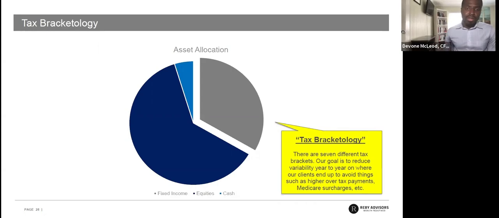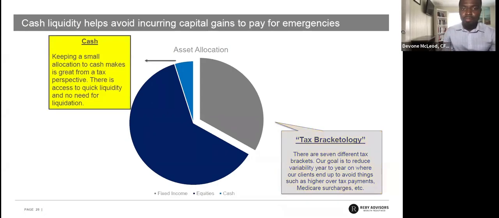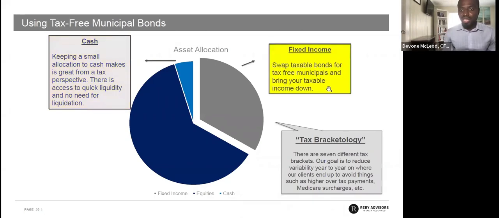First of all, cash. There's no liquidation happening with cash. We usually keep at least 3% on average in client accounts, specifically for these purposes, quick liquidity needs. We can get cash out quick, and of course, there's no taxability there. The next thing is fixed income.